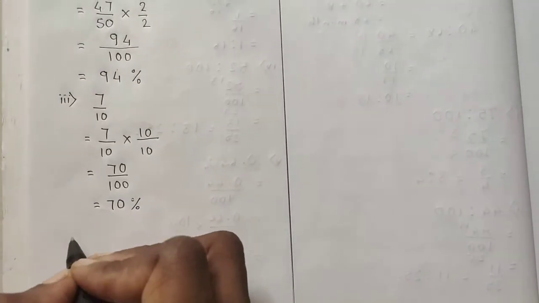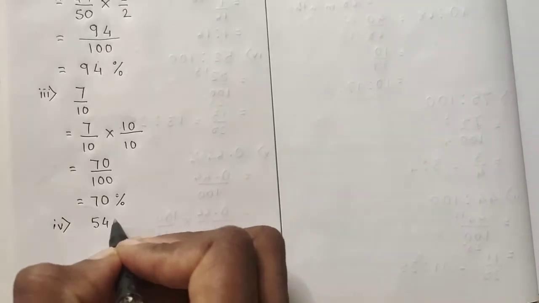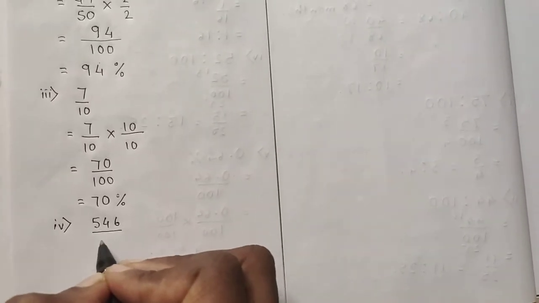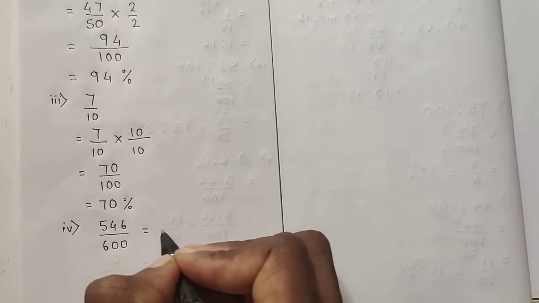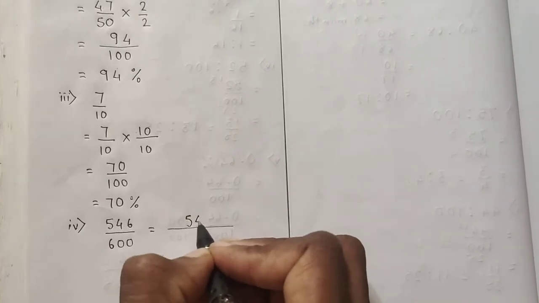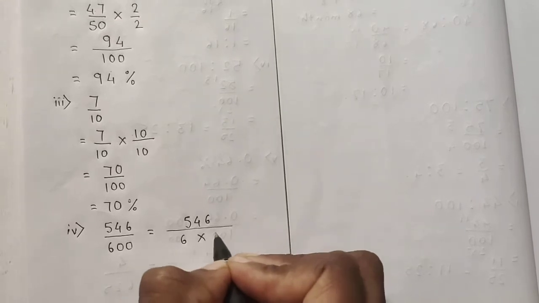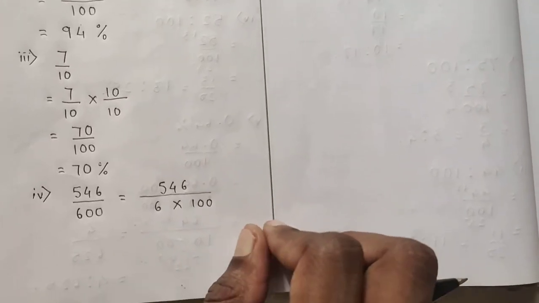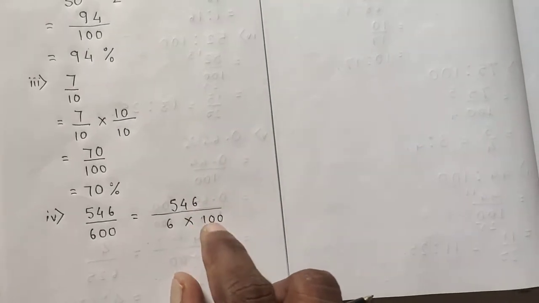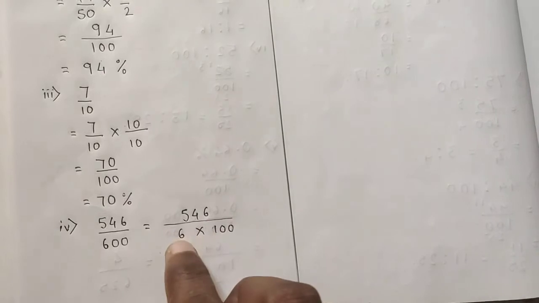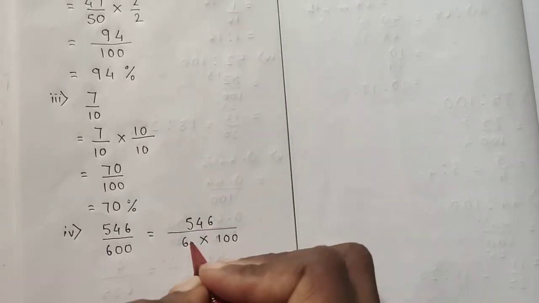Now let us see the fourth question. The fourth question is not the same way. Let us try to simplify this. This is 546 upon 600. Now see students what I am doing here. This is 546, keep it as it is, but 600 can be written as 6 into 100. Now you want to keep this 100 as it is. Now do the cancellation of this 6. Okay, so let us do the cancellation.